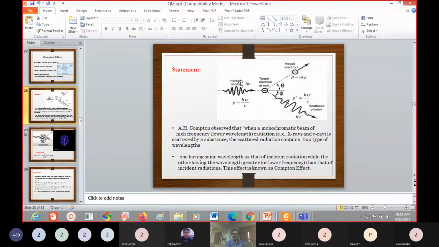This is applicable for high energy, that means lower wavelength radiation, high frequency radiation. When such a light beam is incident on a substance, some part of the light comes out without scattering, and some part of the light will be scattered. Compared to the incident light, the scattered light has less frequency, or higher wavelength. That is the Compton statement, the Compton effect.